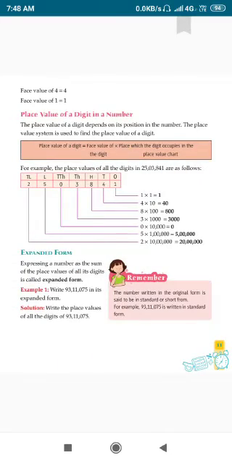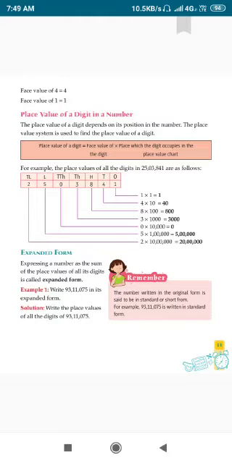Expanded form. Expressing a number as the sum of the place values of all its digits is called expanded form. Here is an example. Find the expanded form of 93,11,075 by writing the place value of all its digits.